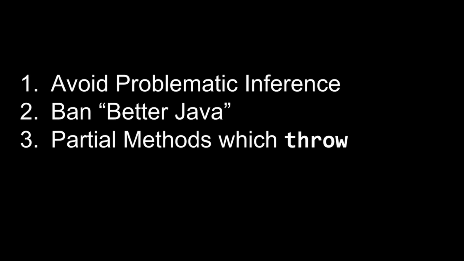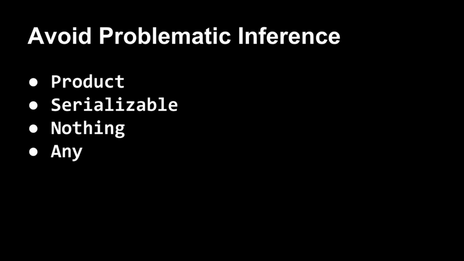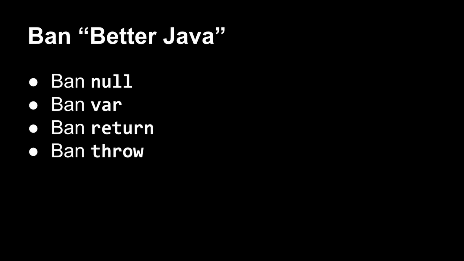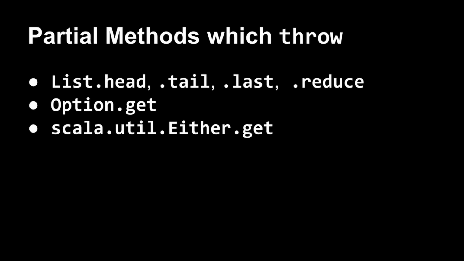If I broadly categorize its rules, we've got these three. So problematic inheritance, like we just saw, if it ever sees the compiler inferring these things, it'll complain. Banning better Java, just like in Scalastyle, kind of the null, var, return and throw, or things maybe you don't want to do. And partial methods. These are things that if the object you're calling them on isn't in the state that you think it is when you call that, these will blow up on you.